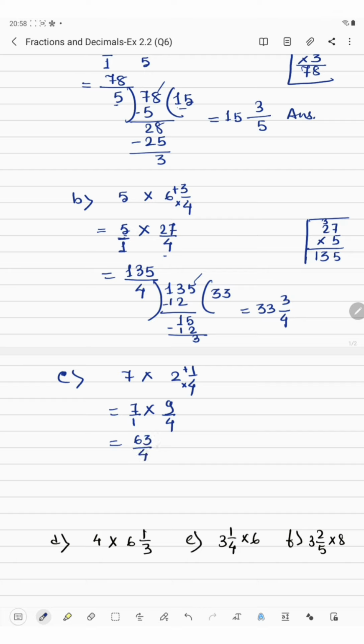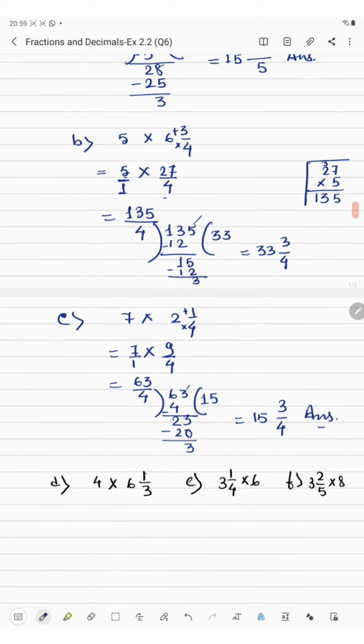Okay, so it is an improper fraction, so we will have to convert it into mixed. So we will have to divide this. 4 1s are 4. Now 6 minus 4 is 2. So 3 will come down. Now 4 5s are 20. Now 23 minus 20 is 3. So we have 15 3 by 4. So this is the answer of part C.